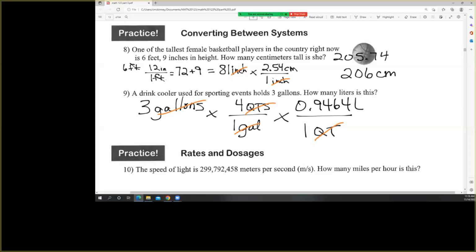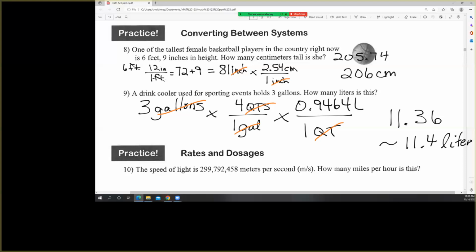So 3 times 4 is 12, as Muhammad has said. And then when we do 12 times that, I came up with 11.36, or maybe we just say 11.4 liters.